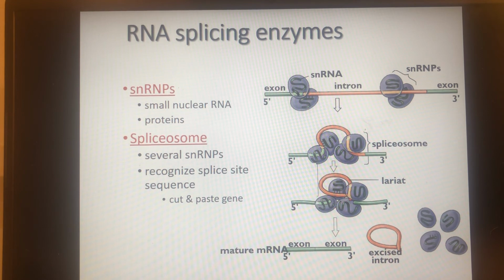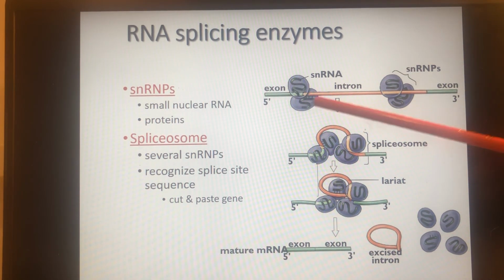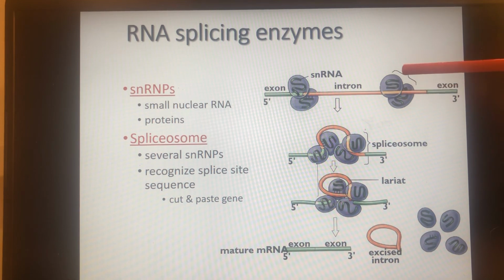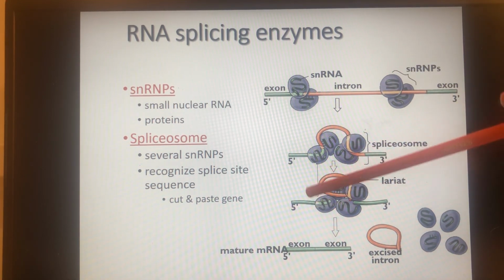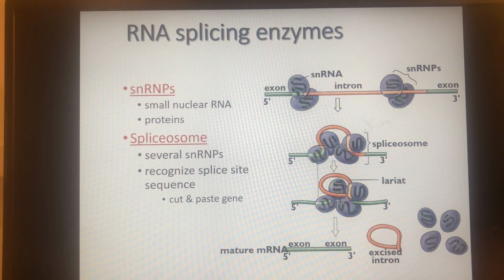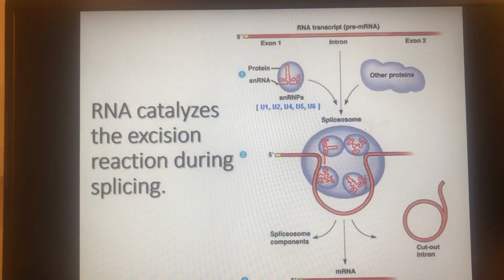The things that actually splice out the introns, that's something to look at. There's two things. The snRNPs, they make up, if you look here, these little guys right here, the little swirly guys. They make up these circles with the swirlies in them. These are snRNPs. A bunch of these together make up what we would call a spliceosome. And the spliceosome is able to recognize that intron site and cut it and resew that part of the mRNA together. Okay?